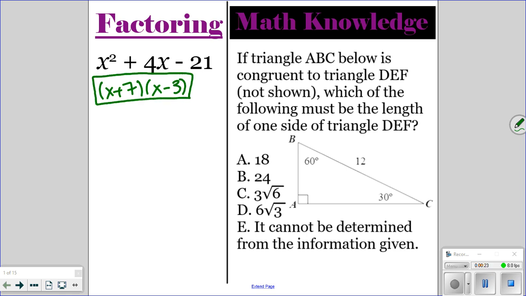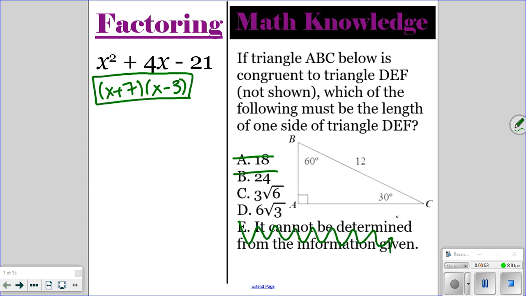For the math knowledge question, triangle ABC is congruent to triangle DEF. What must be the length of one of the sides of the triangle? So obviously it can't be 18 or 24 because the longest side is 12, and that's our hypotenuse. So we can't have one of our legs longer than 12. It can be determined from the given information.